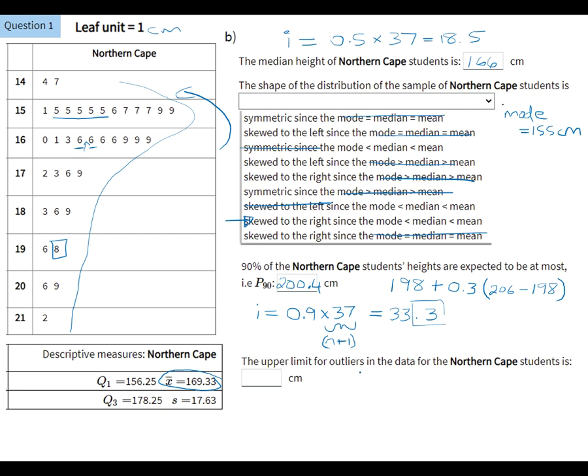Now, the last thing that we wanted to know here was the upper limit for outliers for the Northern Cape students. And here the shape plays a very important role. So because we've said it's skewed to the right, we're not going to use z-scores to find that upper limit. We are going to use our interquartile range rule. So that for the upper limit would mean that we want to take Q3 plus 1.5 times Q3 minus Q1.